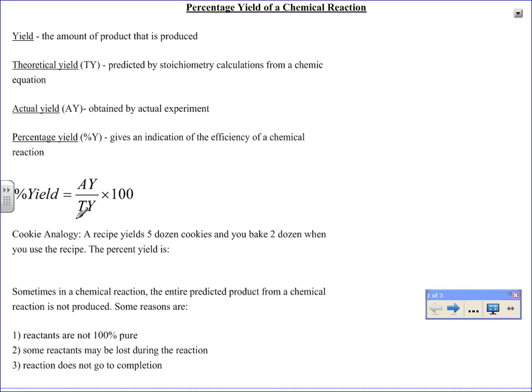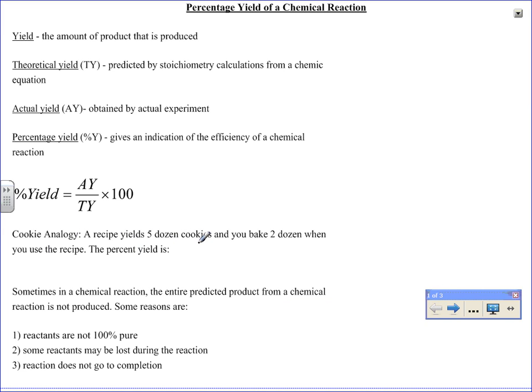Let's start with an analogy. At the bottom of a cookie recipe, there's always a report of the yield of the recipe. And when you read the yield of a recipe, for example, if it says the recipe yields 5 dozen cookies, what that's telling you is that when you do this recipe, you expect to be able to bake 5 dozen cookies. If you've cooked cookies before, you know that it's really difficult to actually get as many as they suggest you're going to be able to get.